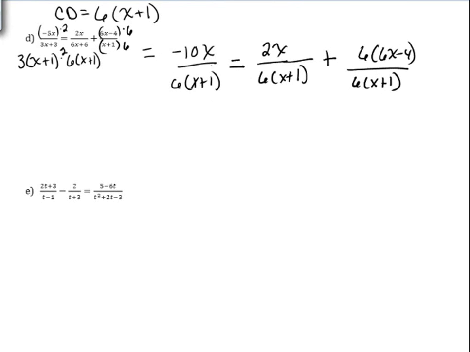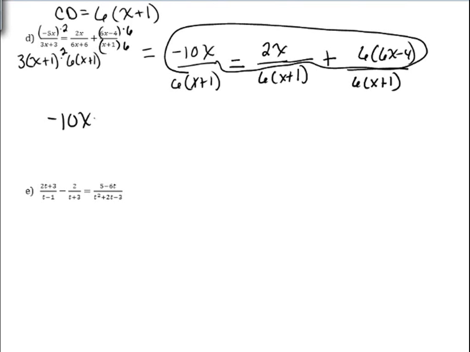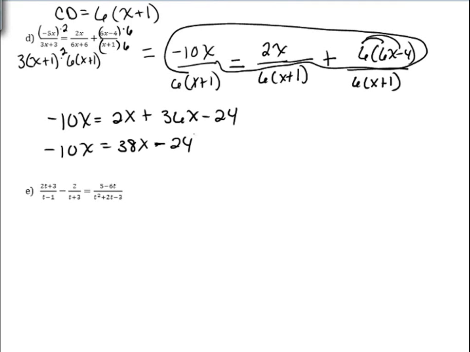Now that all these denominators are the same, we can just look at the numerators. That gives us the equation negative 10x equals 2x plus, and we can distribute this 6 right here, so that gives us plus 36x minus 24. Combining any like terms, we have negative 10x, we have a 2x here and a 36x, so that's 38x, and that's minus 24.